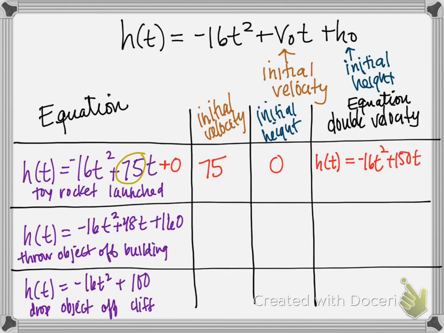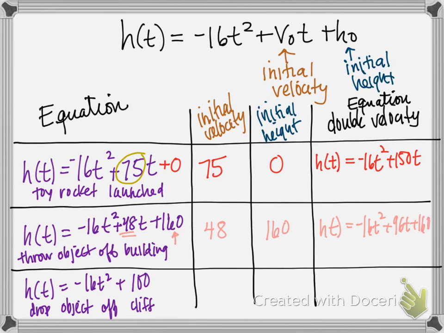For this next scenario, we have an object being thrown off a building. So the initial velocity, again, looking at your middle term, the number in the front of the t is 48, so 48 feet per second. The initial height, so it's being thrown off a building, so there is initial height here, it's 160 feet. And then the equation, if you double the velocity, so all we're doing is doubling this number here. So if you double that, you get 96. So negative 16t squared plus 96t plus 160.